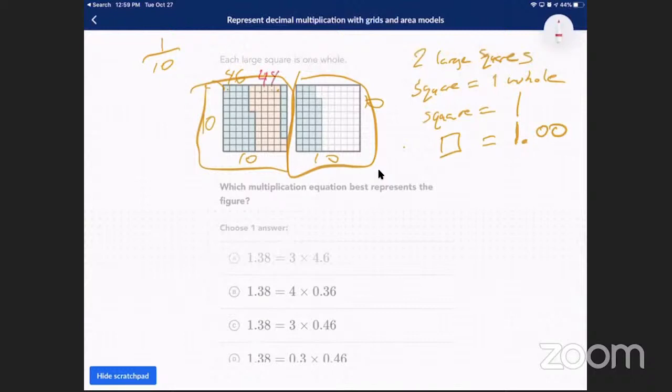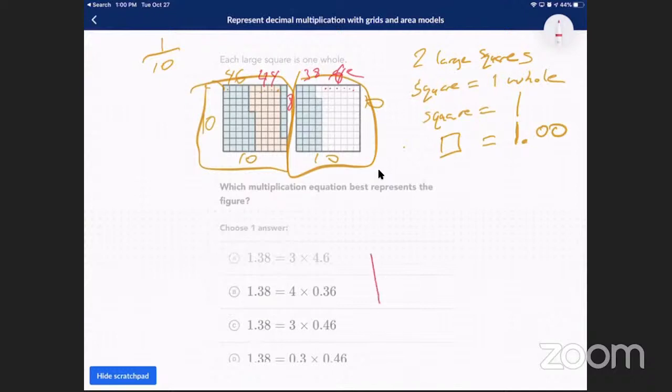And we have here 1, 2. So this is 8. And then this side we have 3 plus 8. So this is 38. Then that means if that's 38, then this other side is 42. No, wait, 1, 2, 3, 4, 5, 6, 62. Okay. Basically they equal 100, the whole thing. So now we know that, so now we can say what best represents the figure. So we have 3 times 4.6 and 4 times 0.36.